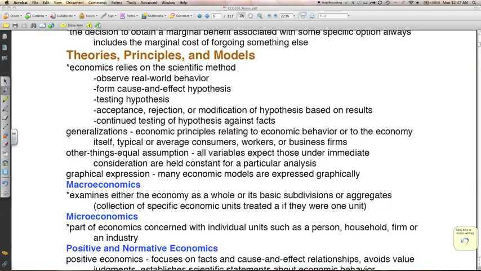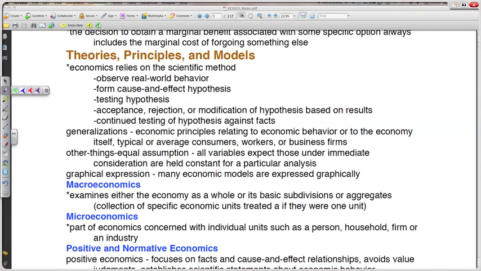Theories, principles, and models. Economics relies on the scientific method. Remember that economics is a science, so we're going to use a scientific method. First, we observe real-world behavior to try to come up with an idea or theory of why something's happening. Once we come up with our idea of why it's going on, we call it our hypothesis. Then we test it, and whether or not the result, we accept, reject, or modify that hypothesis based on what we find. And then we just continue testing this new hypothesis until we come up with what we think is the actual truth of what's going on.